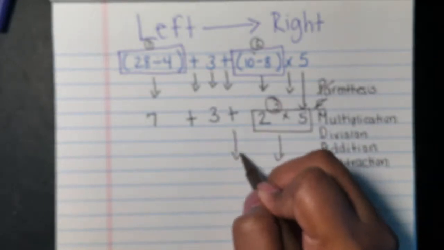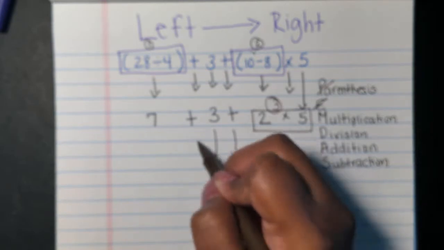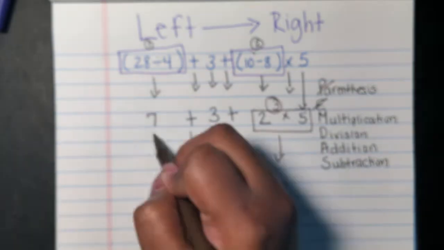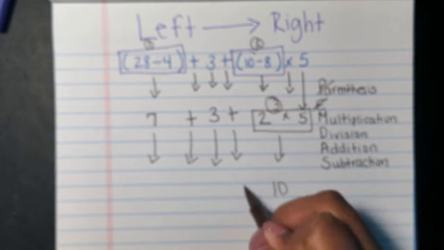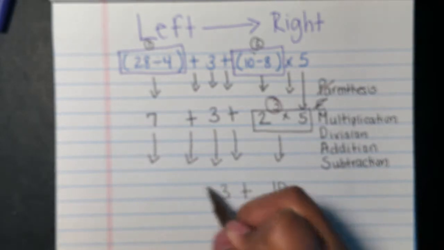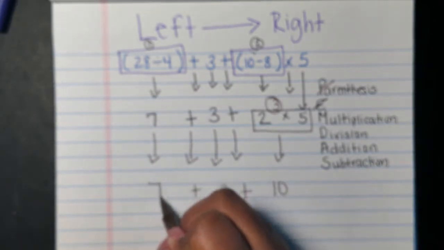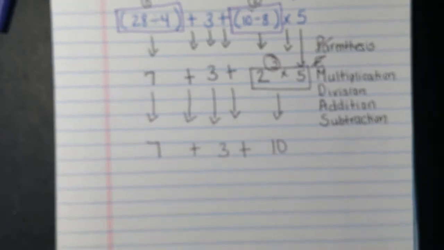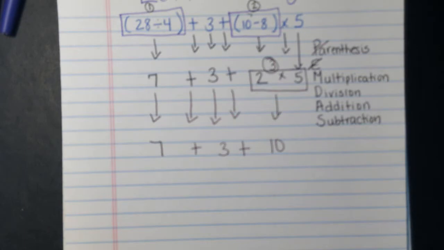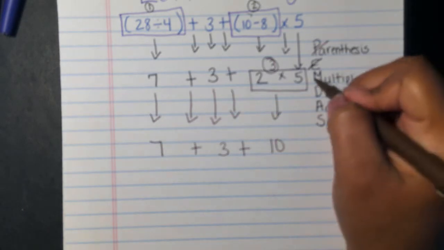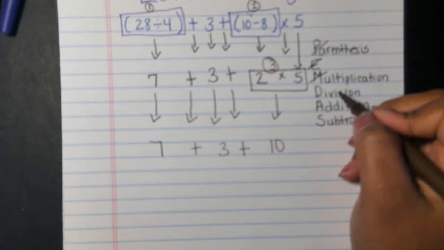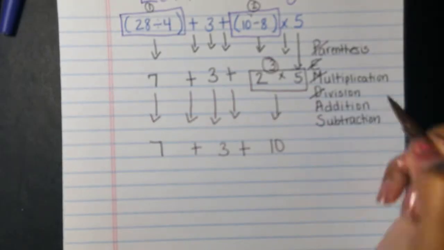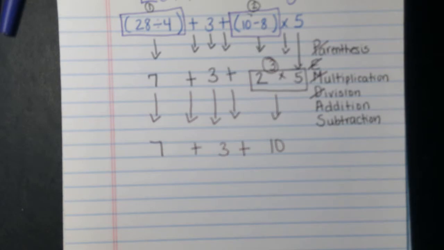Now I'm bringing down my plus sign, my 3, my plus sign, and my 7. So I just brought it down, and look, it is simplified even further. So no more multiplication. Remember, I just completed a division statement that was in parentheses, so I don't have to go back and do that again. Now I'm down to addition.